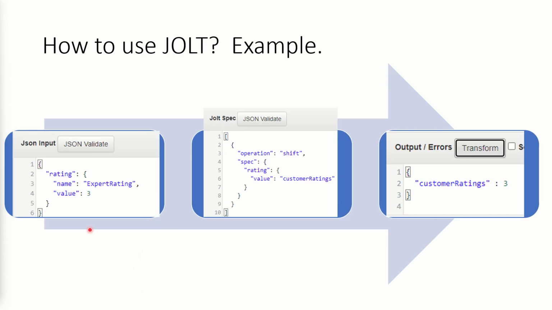How to use Jolt? Jolt will take this kind of input. Consider this input where we have a rating, we have a name, we have a value. Now you want to convert this value name into customerRating, because this is a customer rating. So you want the output like this, customerRating. So you provide an operation, shift spec, and then you provide that rating and value. You need to convert it into customerRating. So now your output will have a customerRating of 3. I will explain this example in detail later.